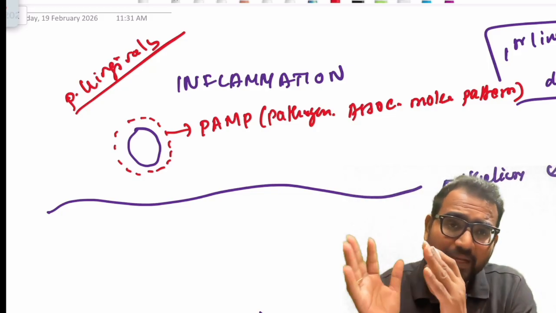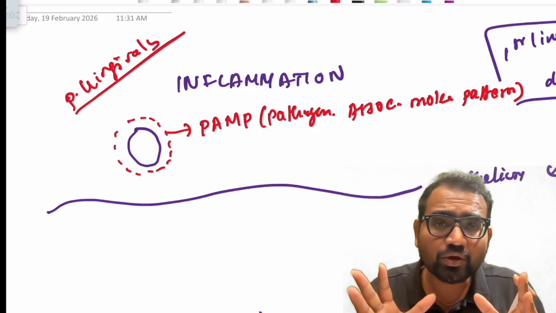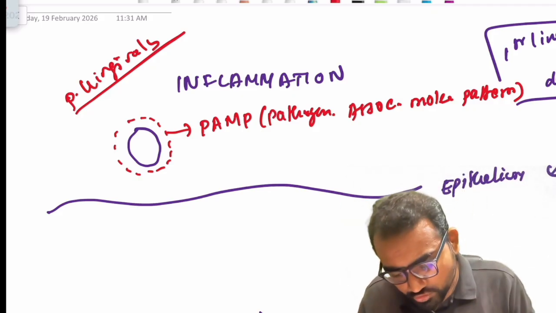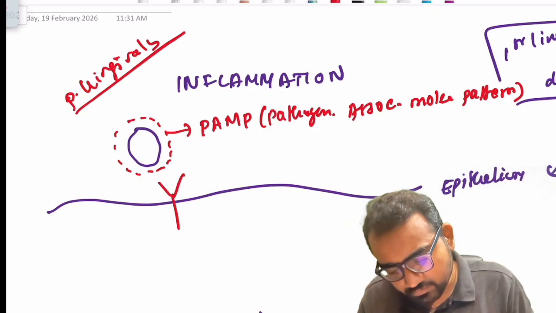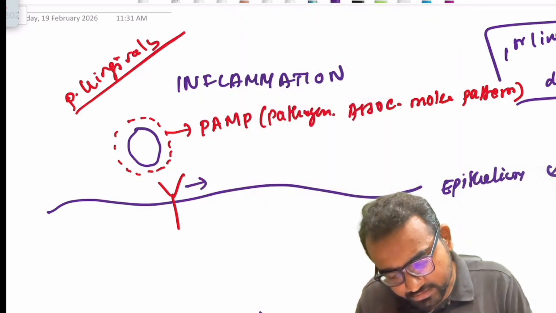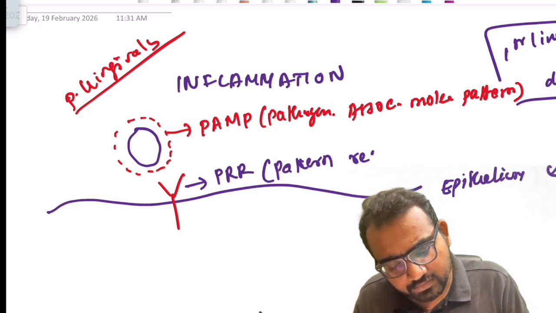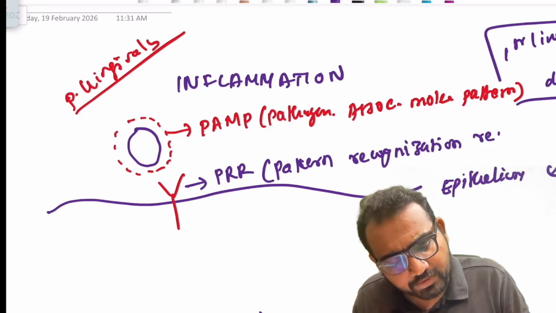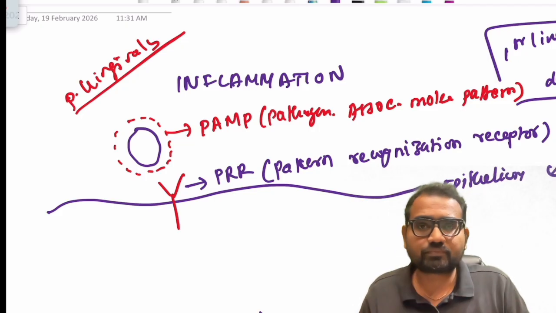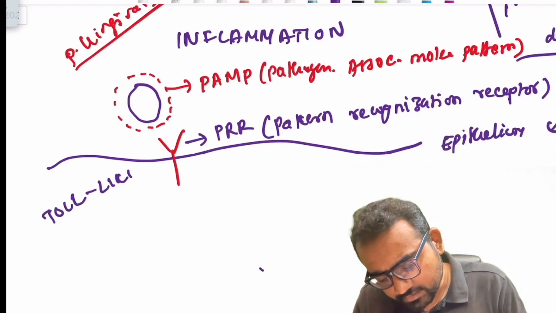As I told you, similar to PAMP, our epithelium will also have a receptor which is going to recognize this PAMP, right? Imagine this is the receptor. This is called pattern recognition receptor. Why? Because it recognizes the PAMP. It is nothing but toll-like receptors.